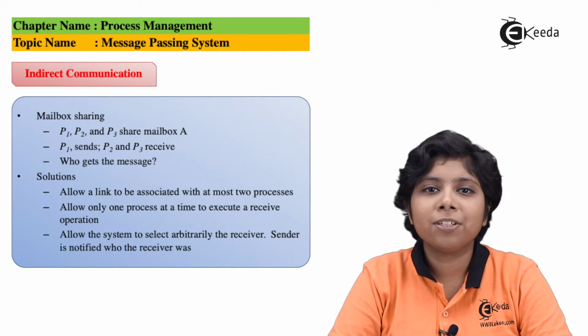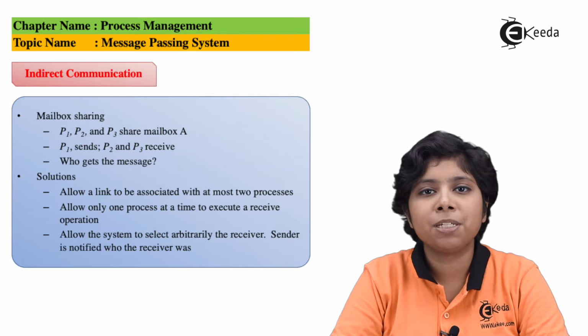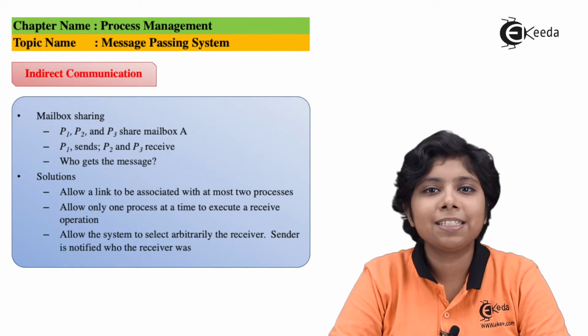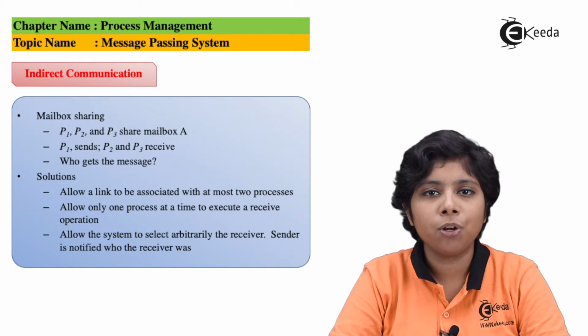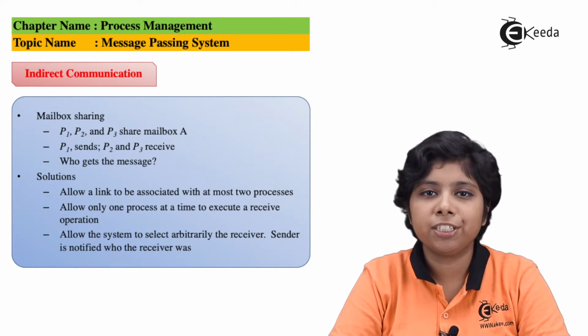If there are three processes communicating with each other, P1, P2 and P3, and P1 has placed a message in the mailbox, and P2 and P3 want to receive the message from the mailbox, to which process will the operating system give the message? This decision can be taken by the operating system in different scenarios.